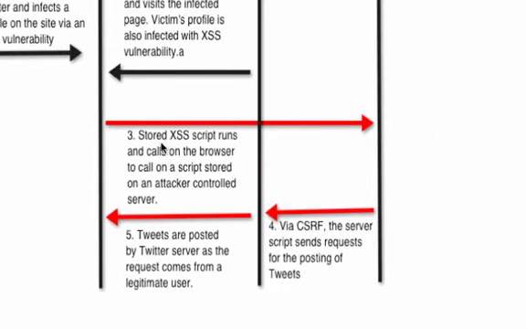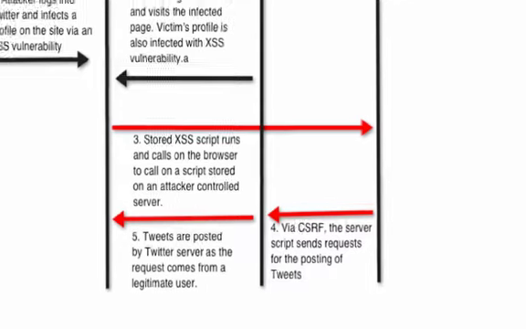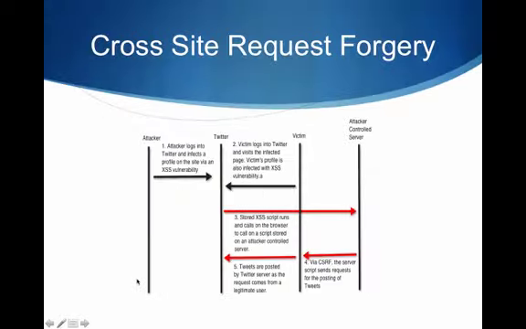The script actually ran and called on the browser to call on a script that was stored on the attacker's control server. When that script ran, the server script would send requests for the posting of certain tweets to the victim's browser, and then the victim's browser would automatically perform the action, and the tweets were posted on the victim's Twitter account. So here we see a very brief, real-life example of how you can combine two different attacks, cross-site scripting with CSRF, to form one very powerful attack.